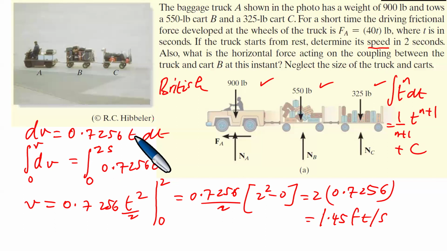But what was the question? I said, just to make sure we've answered it. If the truck starts from rest, determine its speed in 2 seconds. Also, what is the horizontal force acting on the coupling between the truck and cart B? Here is the truck, and there is the trailer that the truck is dragging. But what is the horizontal force acting on the coupling between the two? At this instant, neglect the size of the truck and the carts.